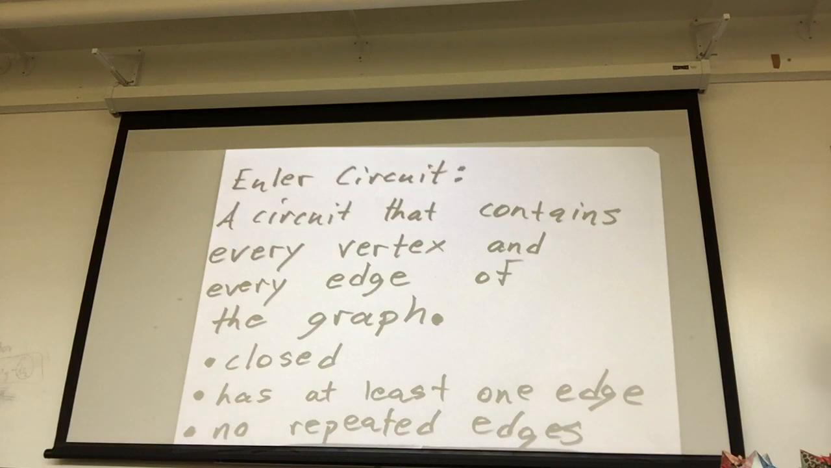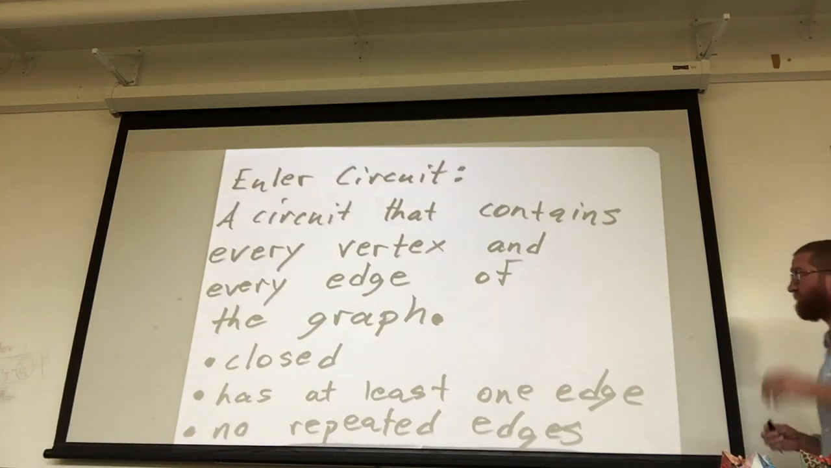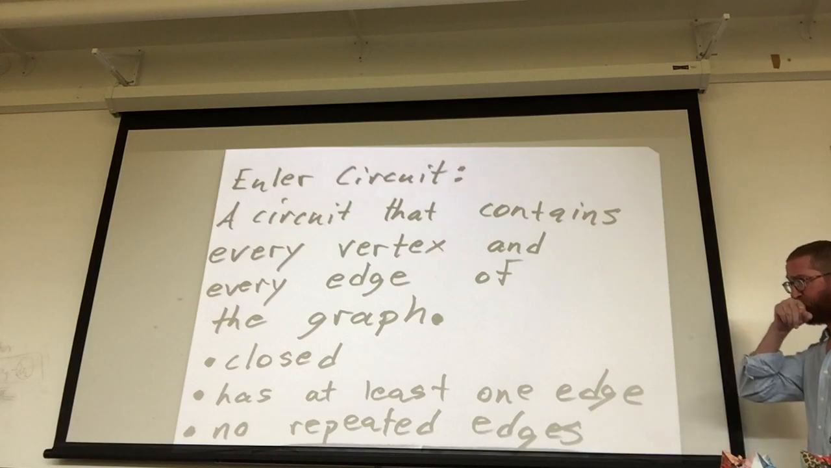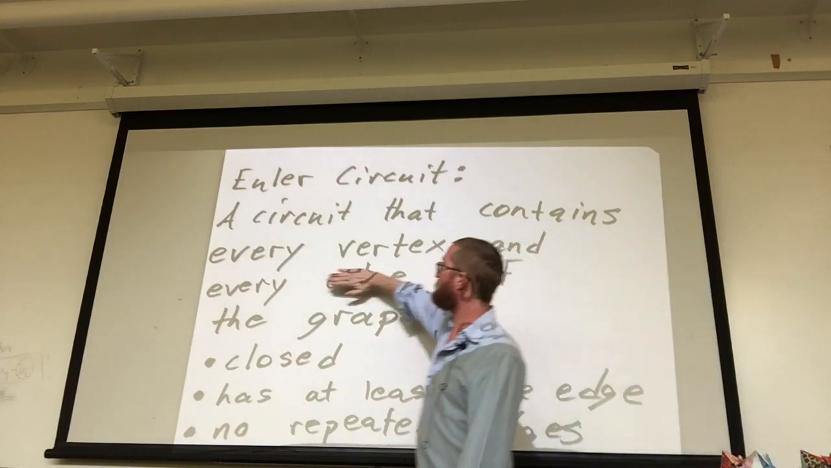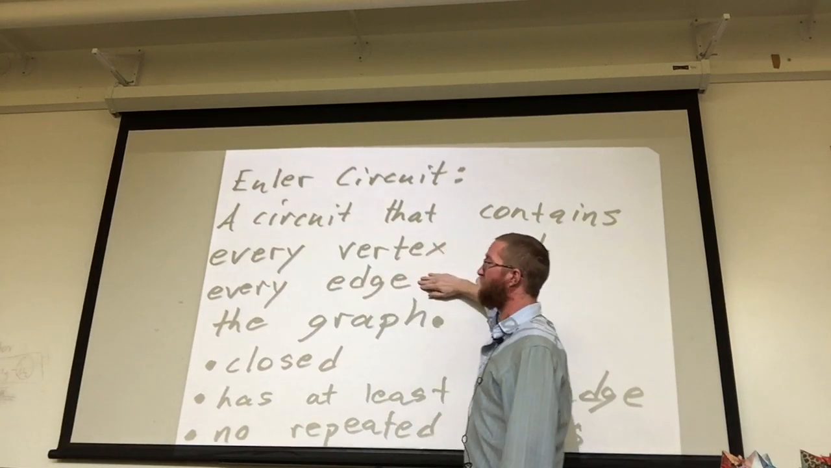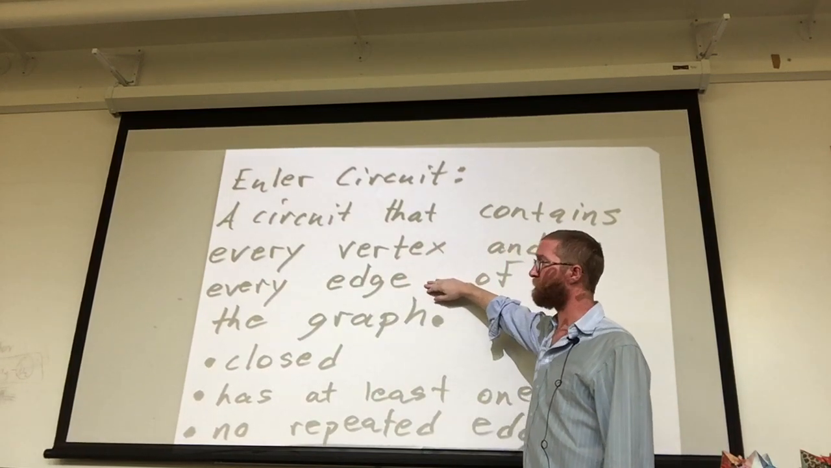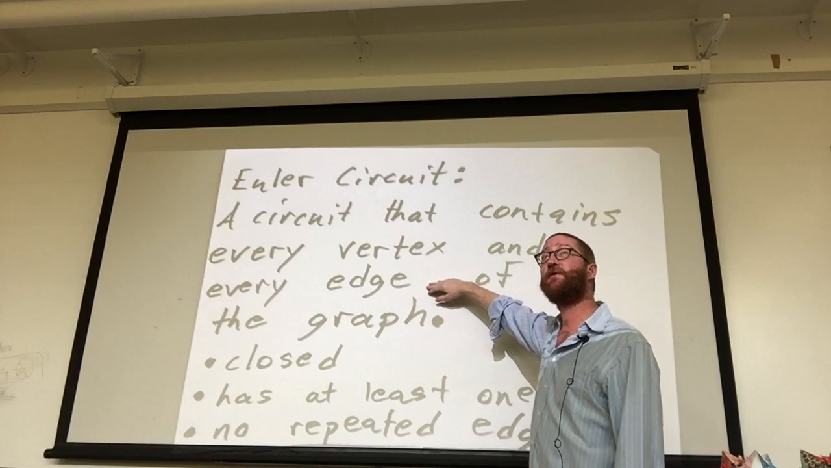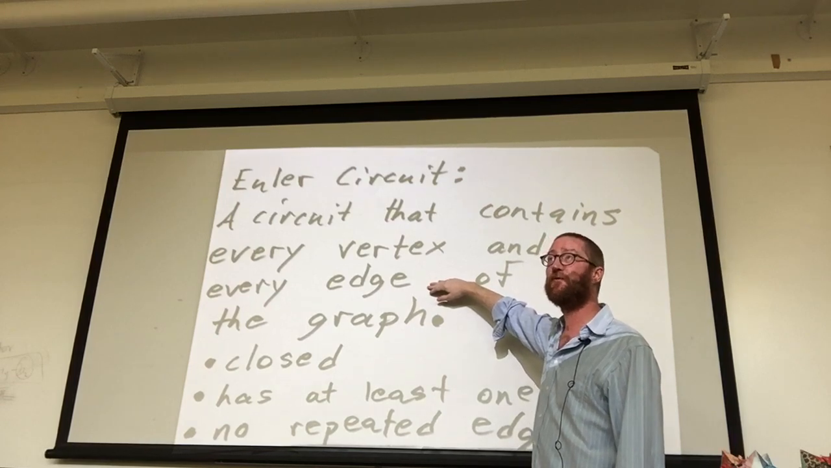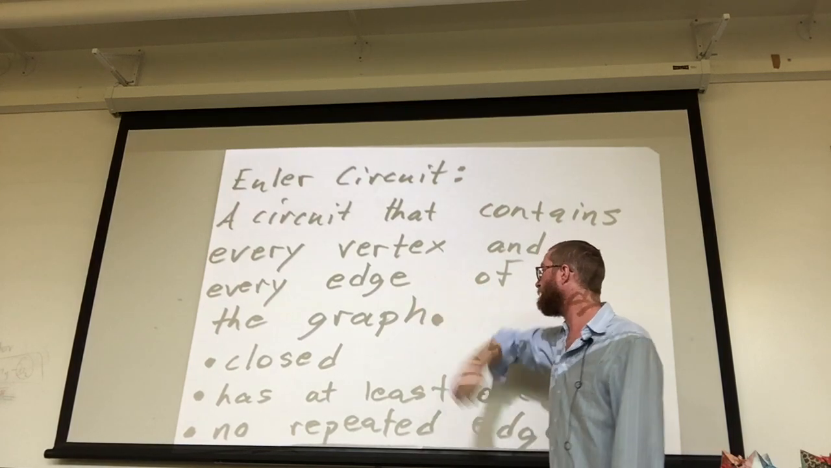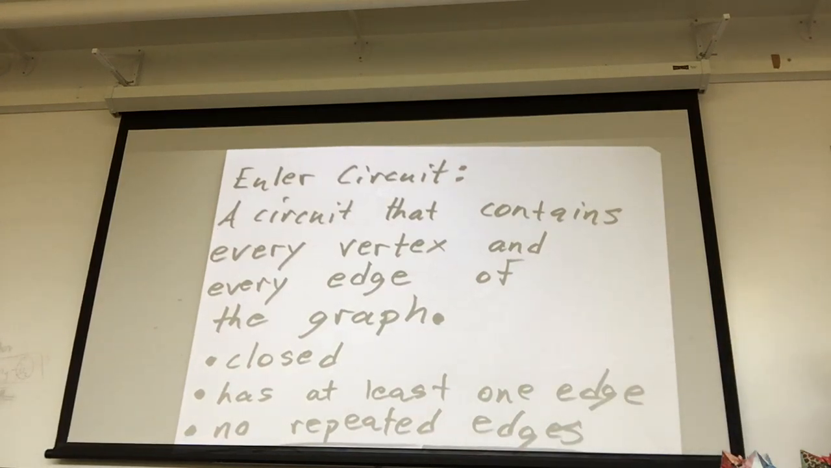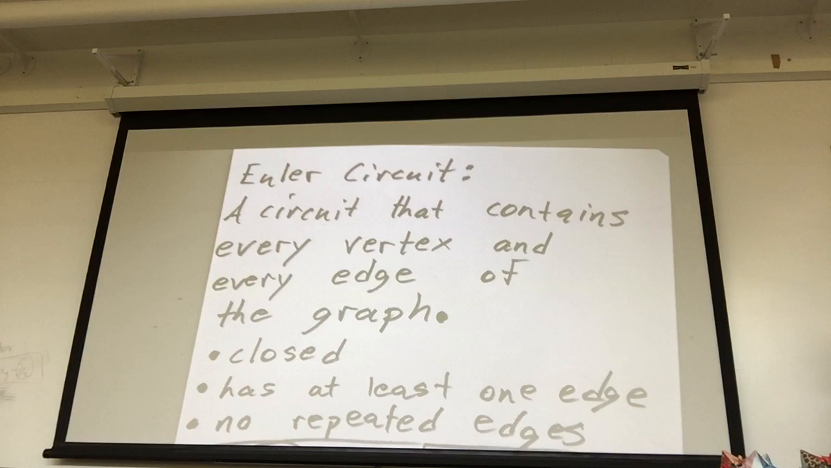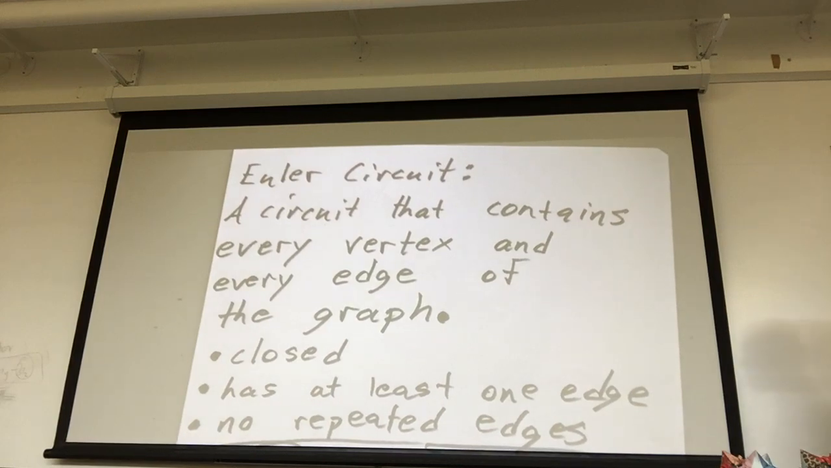And an Euler circuit is a circuit that contains every vertex and every edge of the graph. So what is missing out of this is that every edge part right there. Okay? So with the Hamiltonian circuit, you don't have to include every single edge. But with the Euler circuit, you can also repeat a vertex.